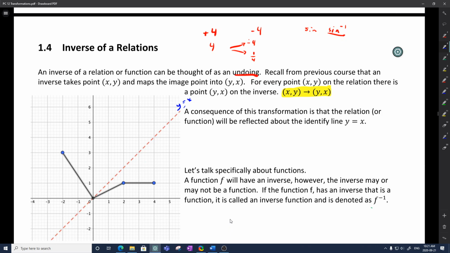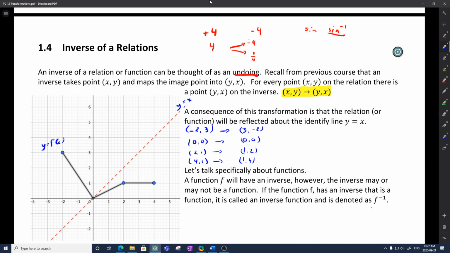So let us take some time. I'm going to hit pause here, and I would like you guys, using the mapping notation, to graph the inverse relation of the graph. Y equals f of x definitely is a function, but graph the inverse.